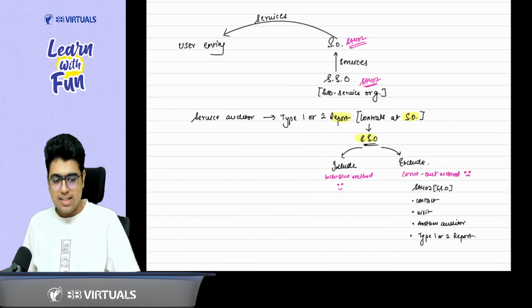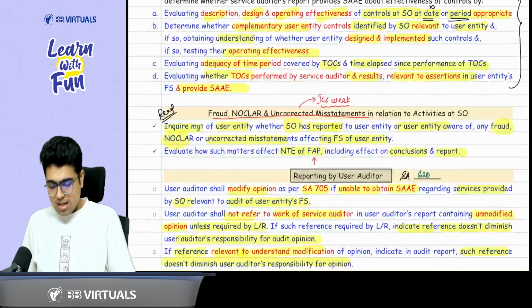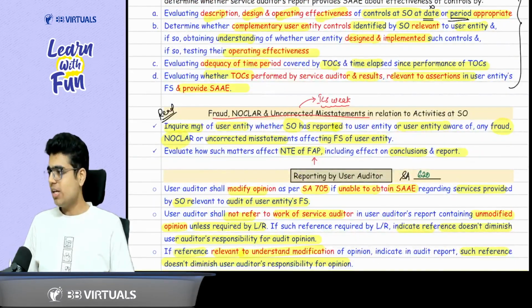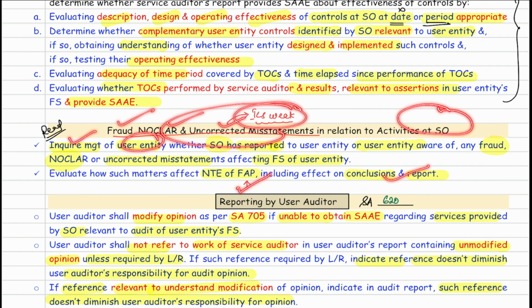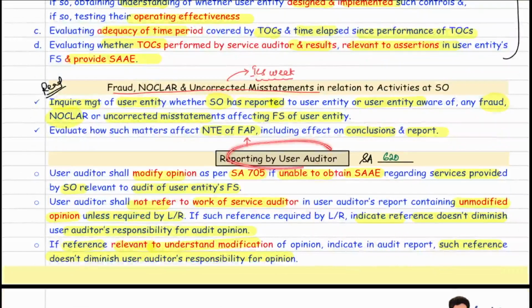Now, sir, let's do the last 2 topics from the book. What are the last 2 topics? Fraud, non-compliance or uncorrected misstatement at the service organization. If such type of things happen, that means the internal controls are weak. So inquire the management of the user entity about all this and consider its impact on your further audit procedures and conclusions. Okay. Then, sir, reporting by the user auditor.